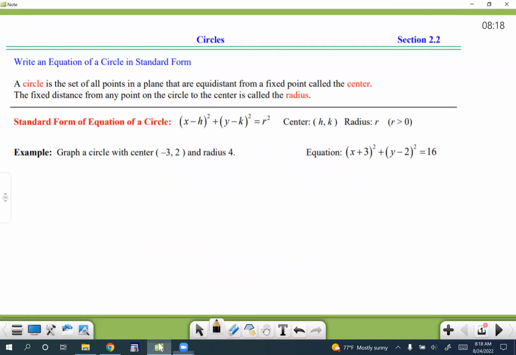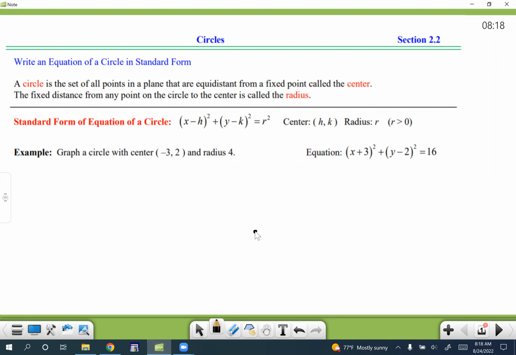All right, welcome everybody. So we're going to go ahead and talk about circles in this section. Okay, one of our conic sections, and we'll talk about the rest of the conic sections later in chapter 7. All right, so a circle, the technical definition, is the set of all points in a plane that are equidistant from a fixed point called the center.